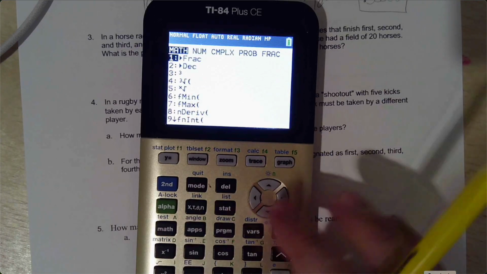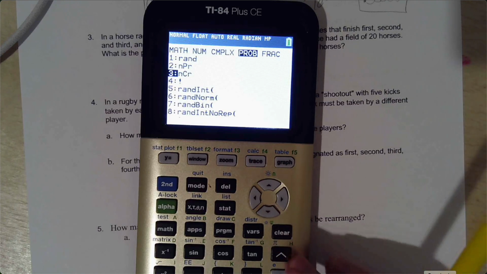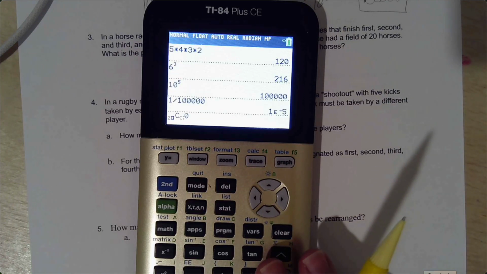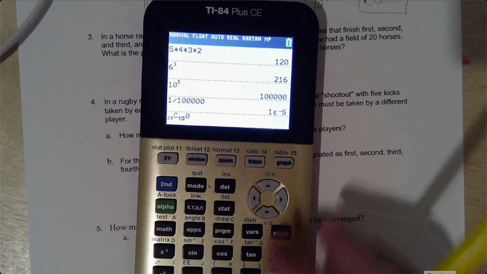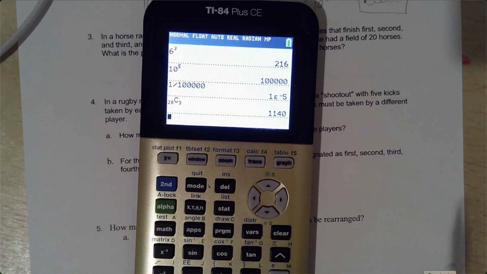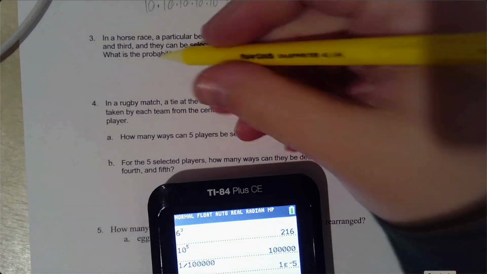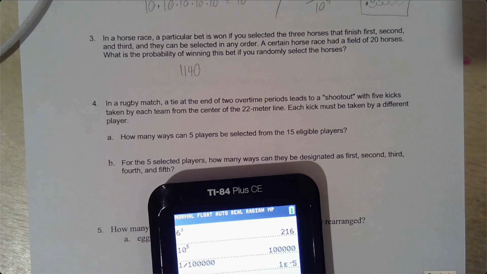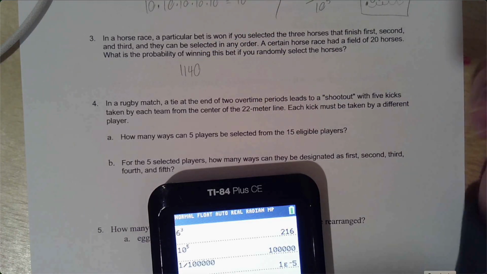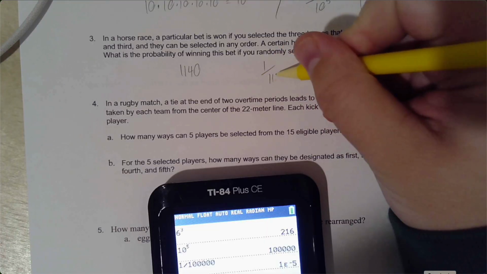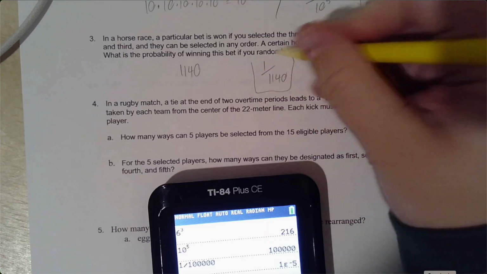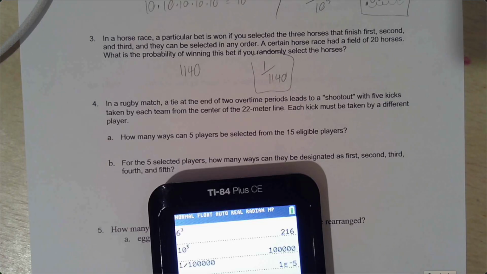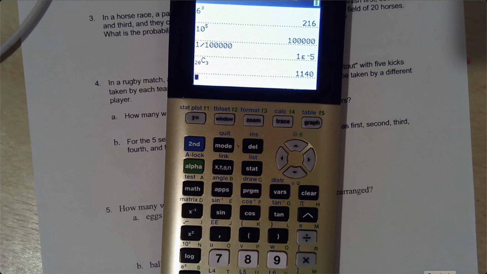We're going to find it. Math, probability, and nCr. And whoops, that would be 20 C 3. And there would be 1,140 ways to correctly guess the 3 horses. 1,140 different 3-horse combinations that would get you into the winning bet. And, of course, the right bet would be the one that actually occurs out of the 1,140 that were possible.